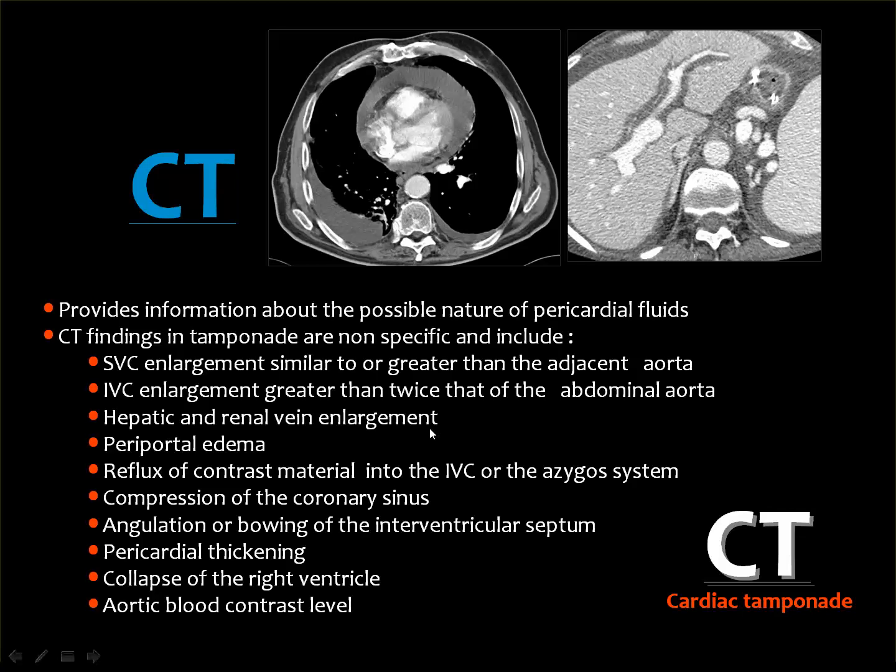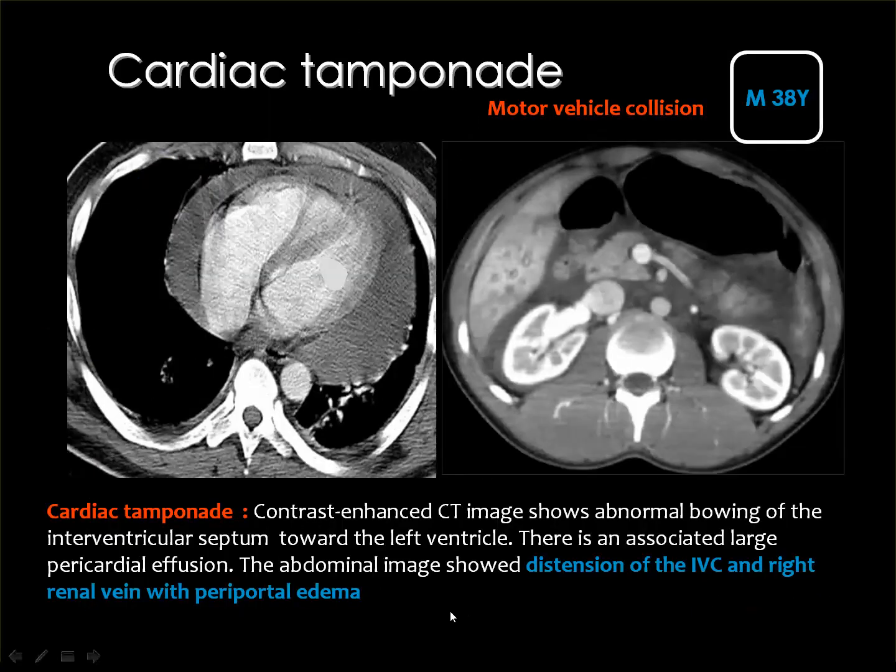Hepatic and renal vein engorgement, periportal edema. There is a halo of hypodensity surrounding the portal venous branches in the liver. The flux of contrast material into the IVC or the azygos vein, compression of the coronary sinus, angulation or bowing of the interventricular septum. Sometimes you can see that this septum is bowed or angulated. Then you get pericardial thickening, collapse of the right ventricle, and this is the site of the right ventricle is clearly identified during echocardiography, and the aortic blood contrast level, you see like a fluid level within the aorta.